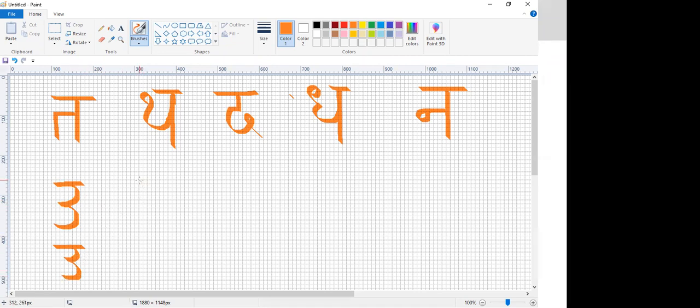Th, how was the th? I told you a slight curve, like then you drew a p. Exactly a sh. Sh of Devanagari is th in Sharda. This is th. If I have to do it with a normal pen, this is th.